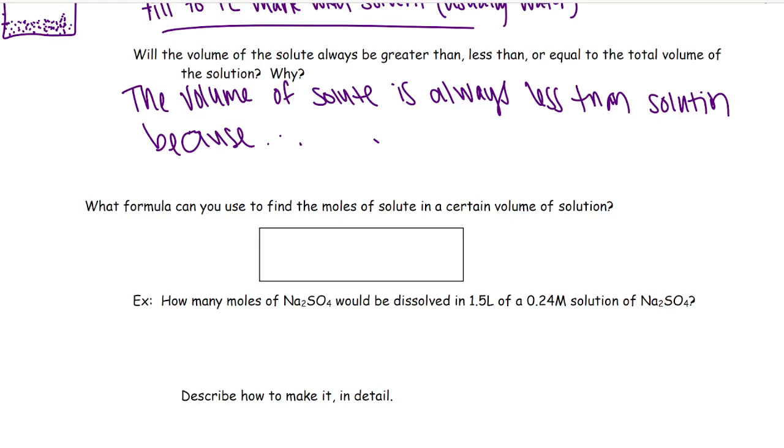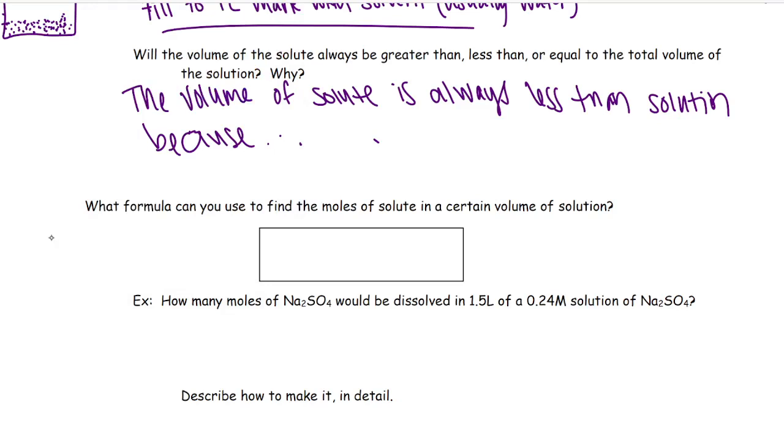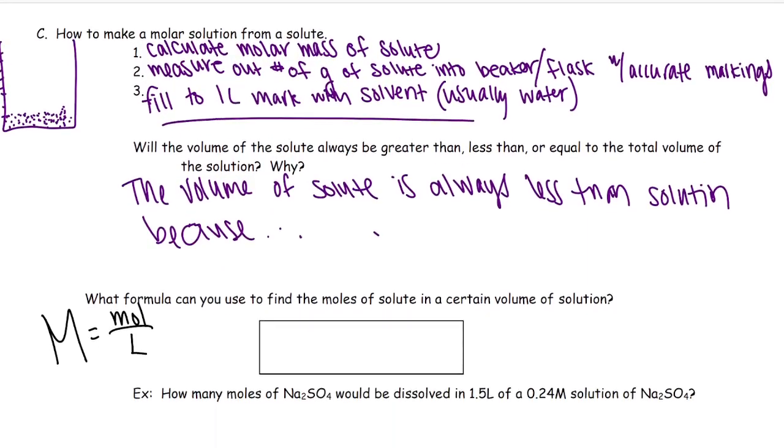To review what we did last week with calculating molarity, remember that the formula for molarity is equal to the number of moles of solute per liter of solution. And so we talked about how you make your solution and all of that. So you should be able to describe that process in detail.